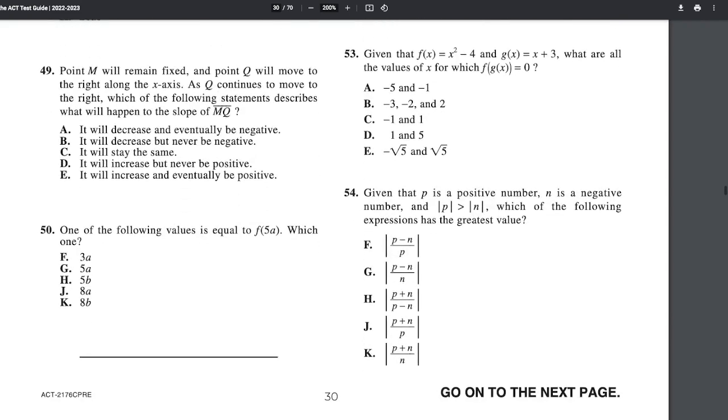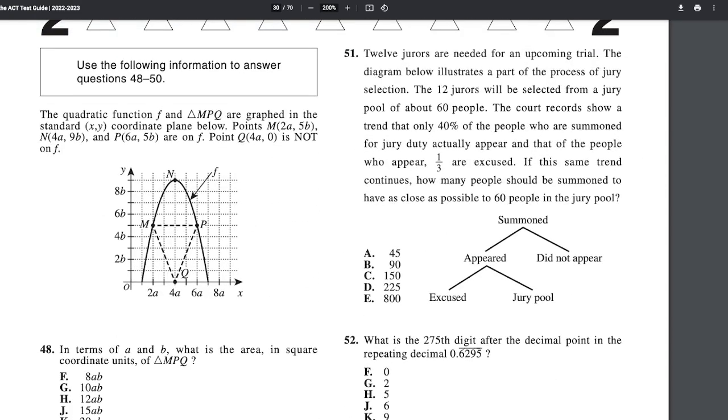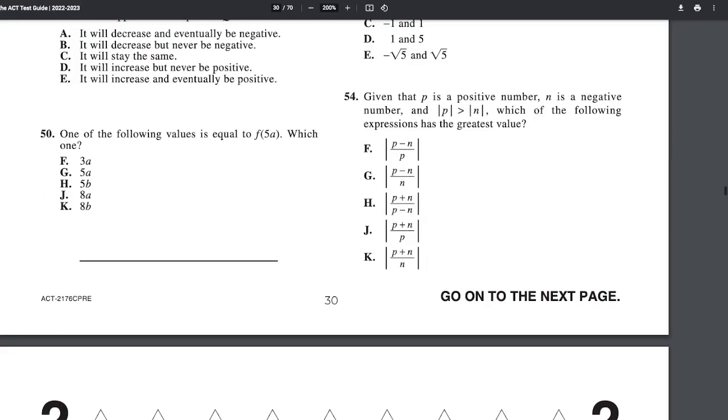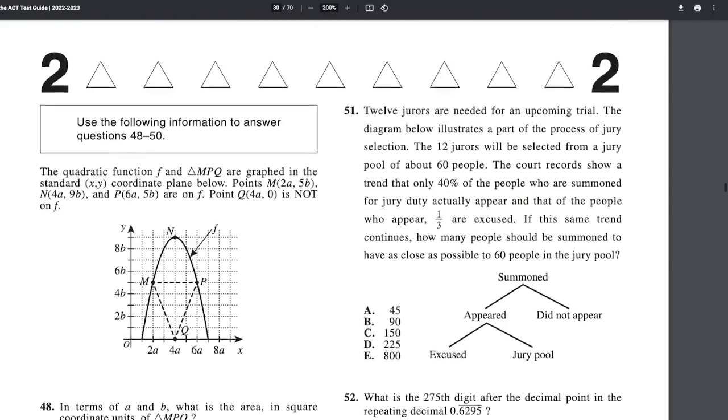Which one of the following values is equal to f of 5a? Let's go to the graph and find 5a. So 5a would be right here, and here's the graph of f. This lies right along at 8b. Which one says 8b? This one says 8b. 50 is K. Alright, 10 more to go. 51.